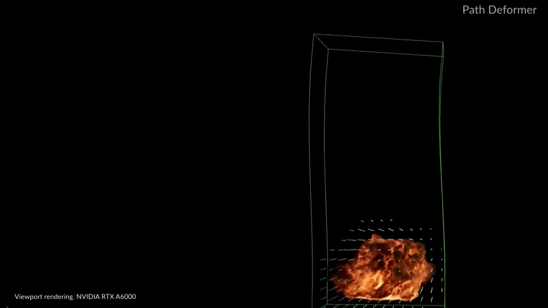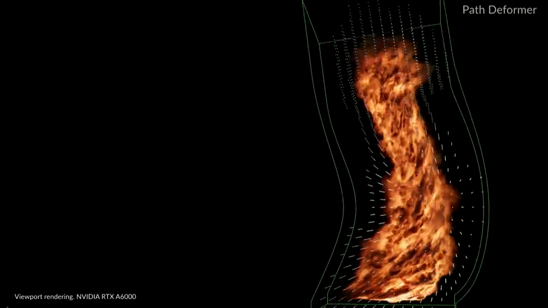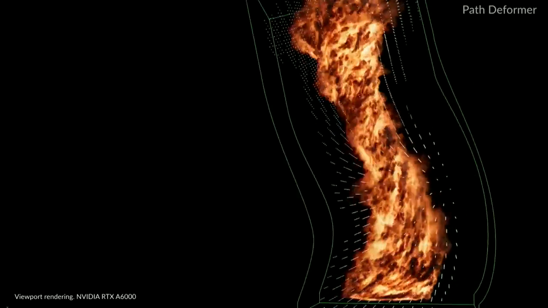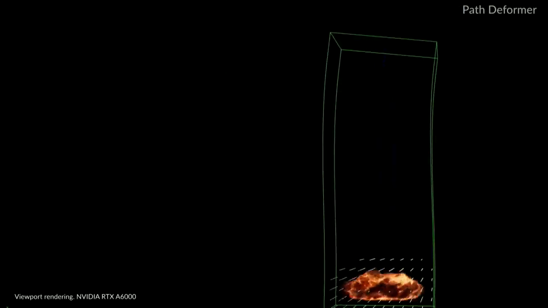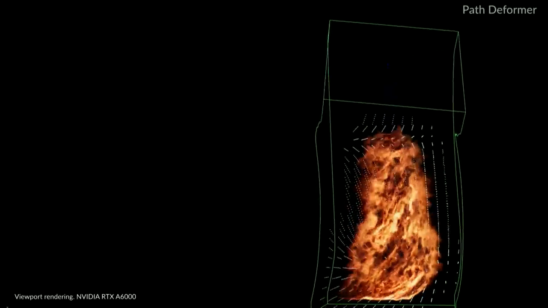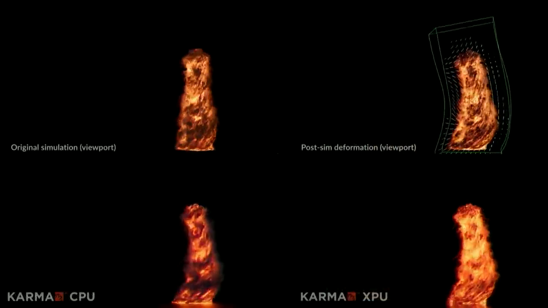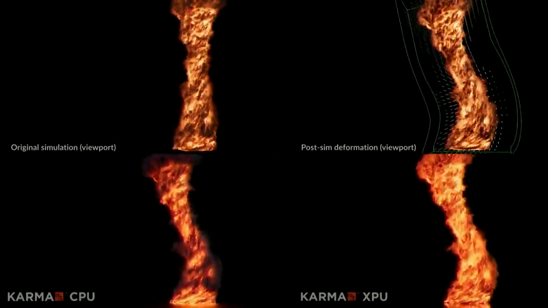It hasn't been modified in any way, but this new system allows it to be integrated into this post-simulation workflow. So the simulation was done essentially straight with some twisting applied, and then the path deformer comes in post-sim and deforms it, which opens up a lot of possibilities for working with volumes in this way. For instance, you can run a simulation, deform it, and then run another simulation on top of that.